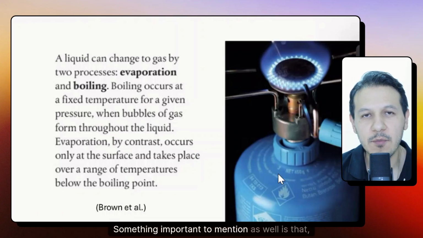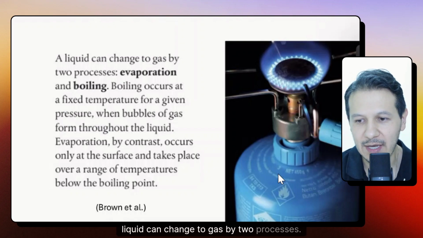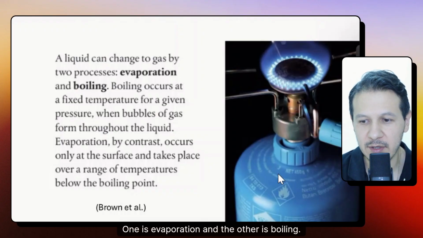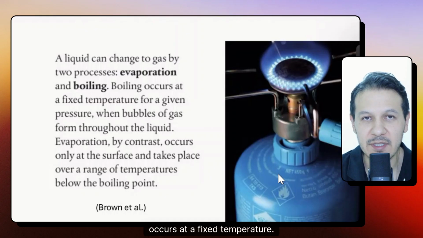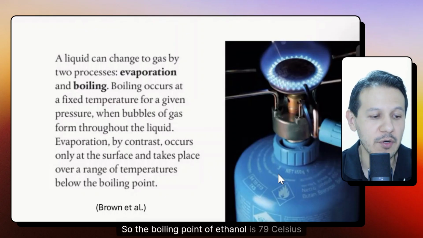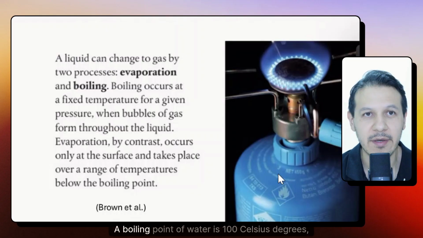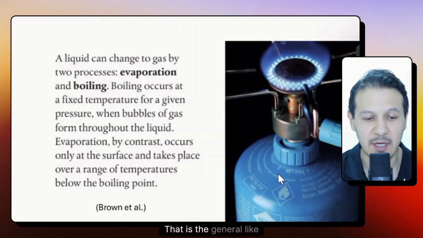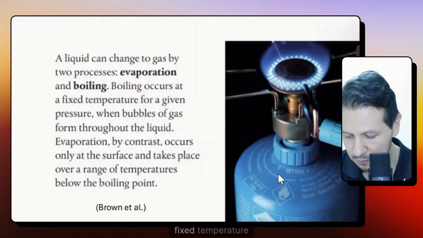Something important to mention as well is that liquid can change to gas by two processes. Okay, one is evaporation and the other is boiling. So we said that boiling occurs at a fixed temperature. So the boiling point of ethanol is 79 Celsius degrees. A boiling point of water is 100 Celsius degrees, depending on the height. That is the general rule of the boiling point of water. Fixed temperature for a given pressure.